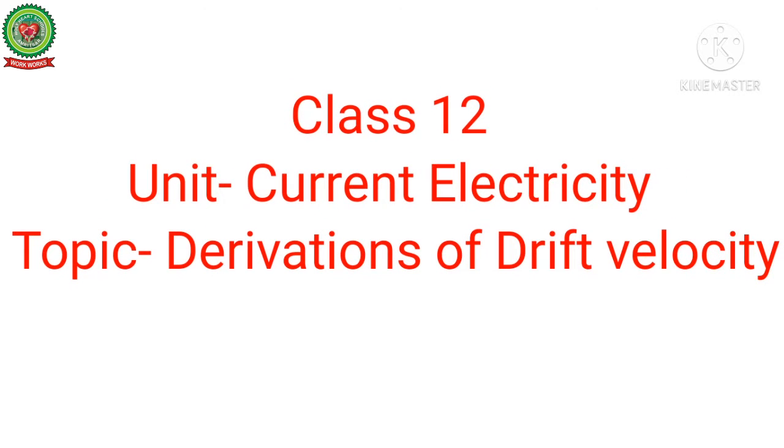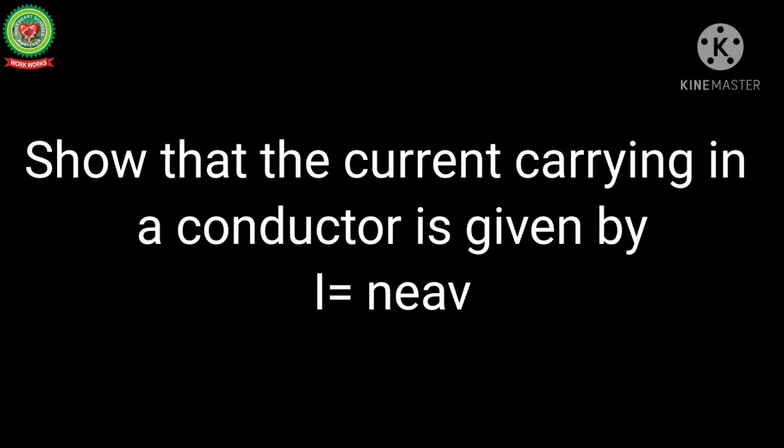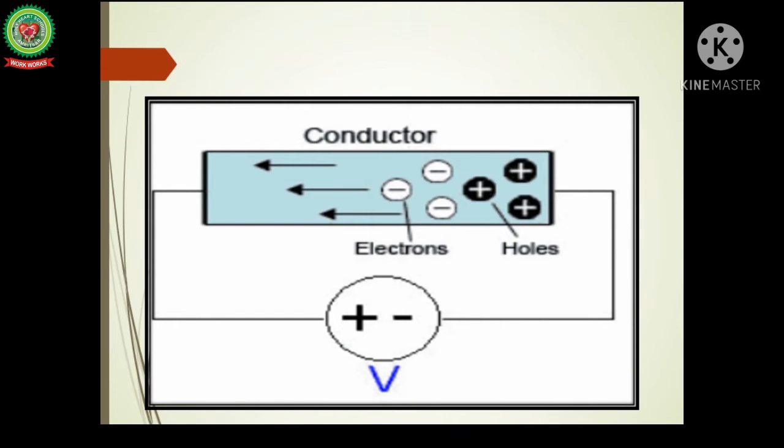Hello children, let's start with a new topic of current electricity, and the name of the topic is derivations of drift velocity. The objectives of today's topic are: show that the current flowing in a conductor is given by I equal to NeAVd. Derive an expression for relaxation time. Derive the microscopic form of Ohm's law. Now let's start with the topic.